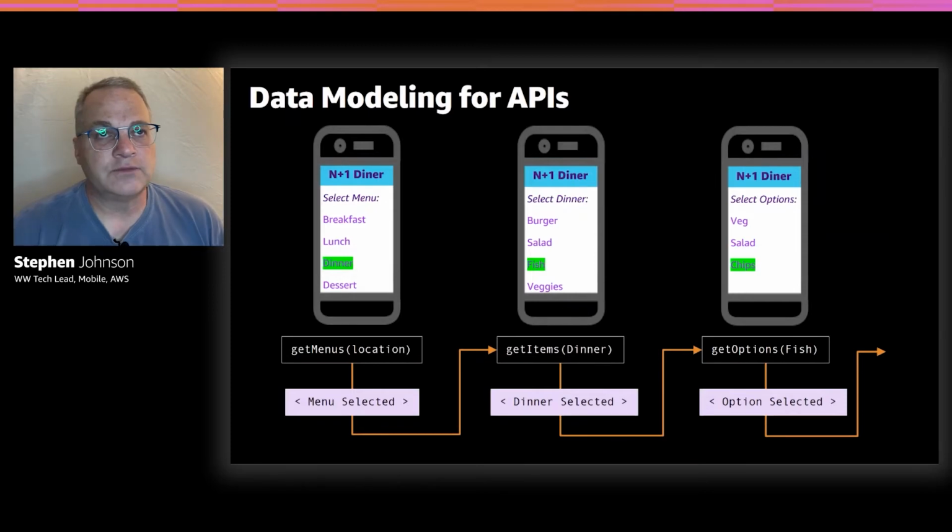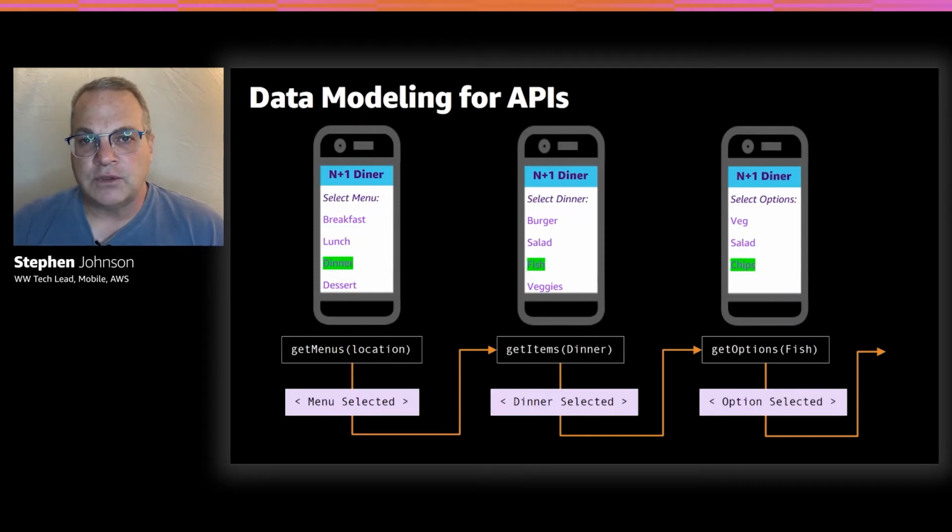Okay, so regardless of what approach you take, there's a problem called the N+1 problem. Anytime you're building an app that accesses API data over a network, right? And the problem looks something like this. Let's say I have a very inefficient application called the N+1 diner, and I want to find out what my customers want to eat, right? So what I might do is call an API that would get me a list of menus for a given location, wherever my customer is.